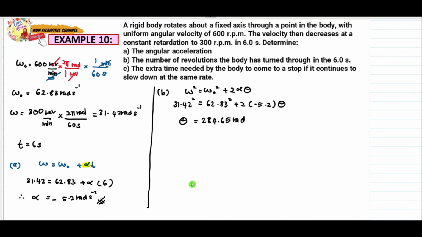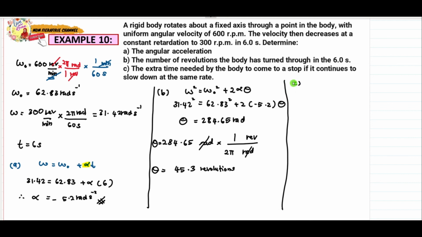radian. Okay, tapi soalan bukan nak dalam radian. Make sure you change to unit revolution. Okay, so radian duduk atas, partner duduk bawah, nak tukar kepada revolution. 1 revolution equal to 2 pi radian. So maknanya kena bagi dengan 2 pi radian. Okay, so theta you akan dapat 45.3. Okay, revolutions. Okay, so finish B. And then how about C?